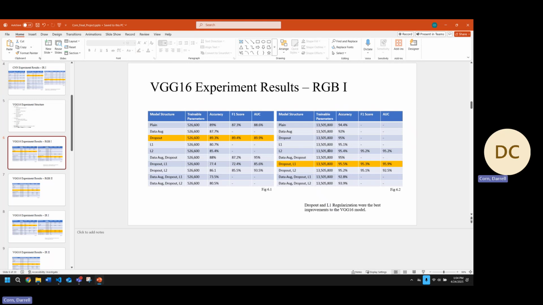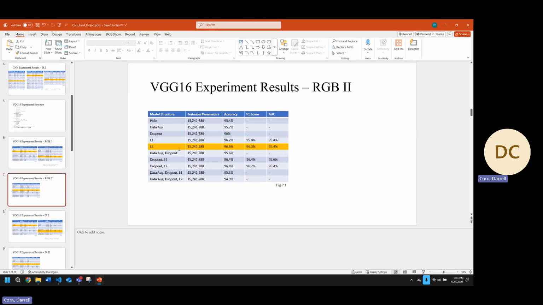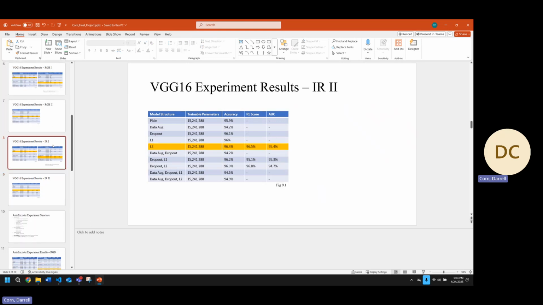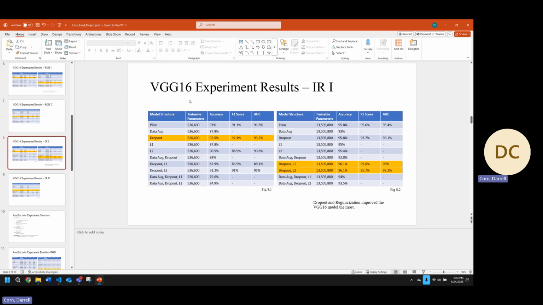What seemed to help the VGG model the most was adding dropout and L1 regularization, sometimes L2 regularization. But similar as before, what really made the difference was just increasing the number of trainable parameters. So that model, I guess, had more room to learn the data. So here was my best performing RGB model overall, actually, which I'll talk about more later. Oop, we went too far. Here we go.